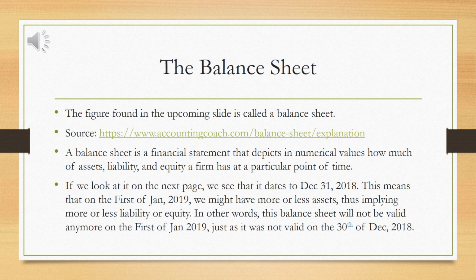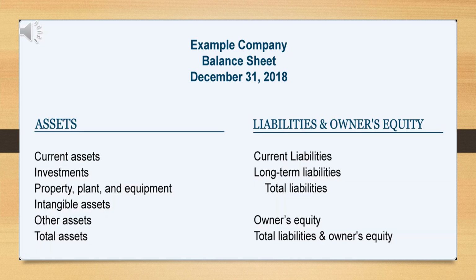This means that on the 1st of January 2019, we might have more or less assets, thus implying more or less liability or equity. In other words, this balance sheet will not be valid anymore on the 1st of January 2019, just as it was not valid on the 30th of December 2018. I will be explaining throughout this lecture what are assets, what are liabilities, and what is owner's equity.